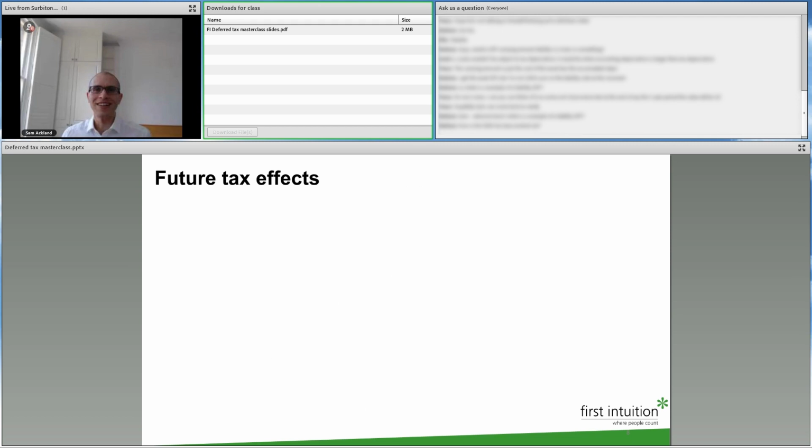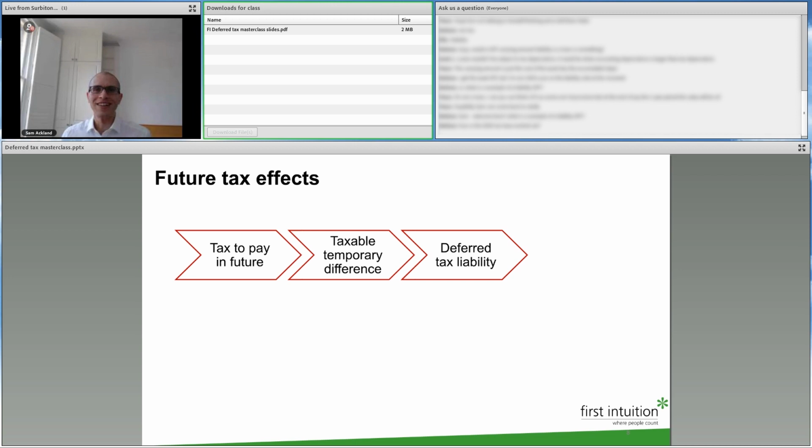Okay, so we're thinking about deferred tax. Deferred tax is essentially accounting for the future tax effects of transactions. And if I have extra tax to pay in the future, which is the example that we did first thing this afternoon, that will result in what's known as a taxable temporary difference, and that will give me a deferred tax liability.